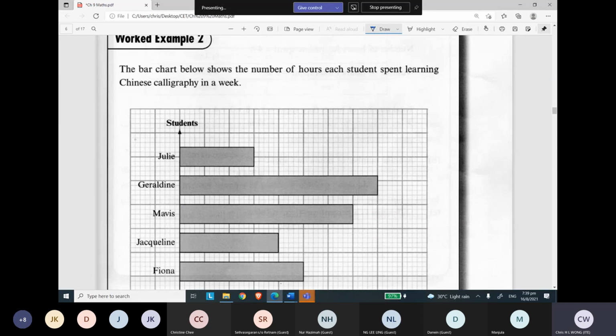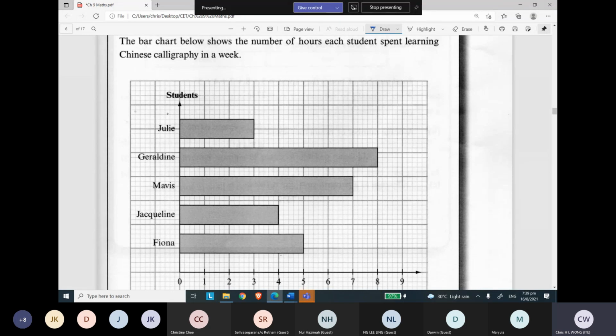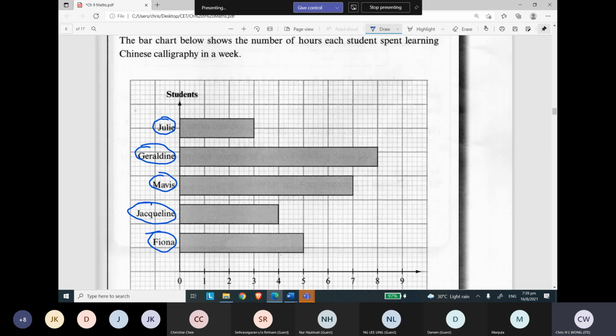What example? The bar chart below shows the number of hours each student. This is a bar chart, okay? You can see a bar chart uses individual items. It is about individual items. This is an individual student. Notice that? Okay, the individual student. Alright. Number of students representing learning Chinese calligraphy per week.